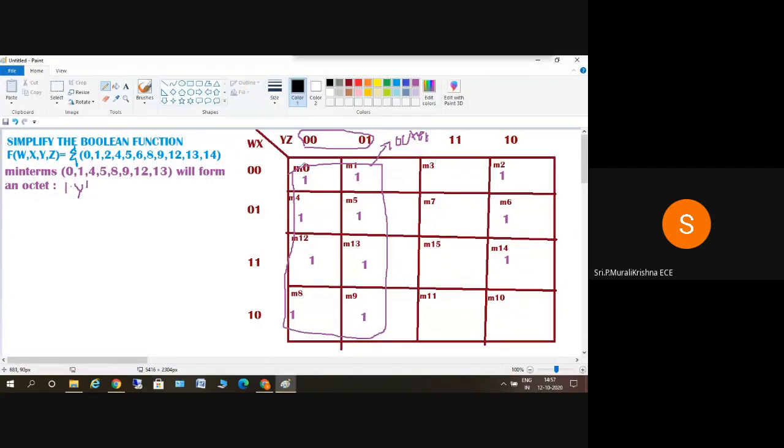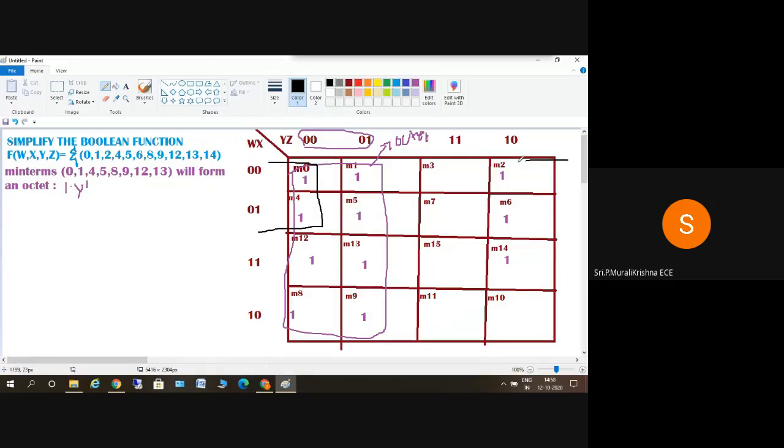So why 0, 1, 4, 5? You can check here 0, 1, 4, 5, already that is covered in octet. So you can cover it. So 0 to 4, 6? 0 to 4, 6. Very good. Yeah. So that can form a quad here.